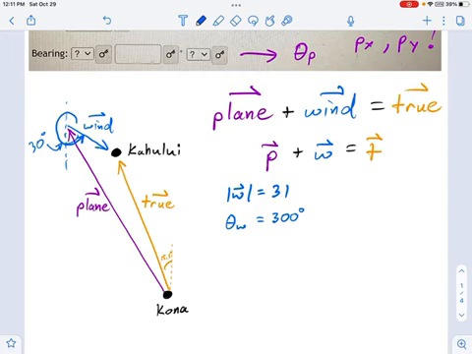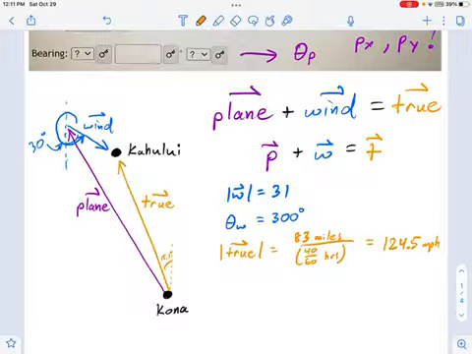Now let's talk about the true vector, the actual target of the plane. Well, the magnitude of the plane's speed is not given to us, but it's awfully close. We were told that we have to go 83 miles, and we have to do it in 40 minutes. So 40 minutes is not quite an hour, it's a little less than an hour. So I've got here 83 miles per almost an hour. And if you turn that into an actual speed in miles per hour, you get 124.5 miles per hour when you punch that into a calculator.